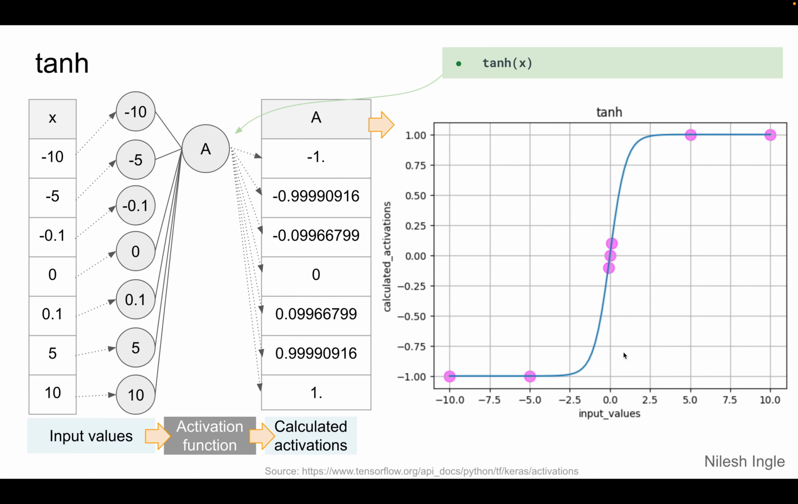On the right hand side we have the plot in which the blue line shows the shape of the tanh activation function, and the magenta colored dots are the data points that are shown in the column A. Let's now see how we can use this in TensorFlow.